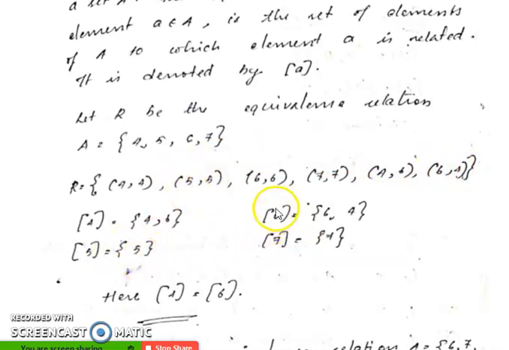Then the equivalence class of 6. 6 is related to 6 and 6 is related to 4. So {6, 4}. Equivalence class of 7: 7 is related to 7, only one pair is here, so the equivalence class contains 7. Here the equivalence class of 4 and the equivalence class of 6 are equal, {4, 6}. So you can write: equivalence class [4] is equal to equivalence class [6].